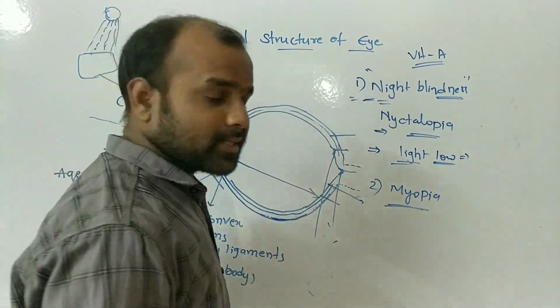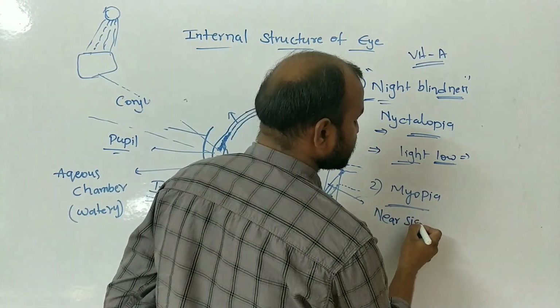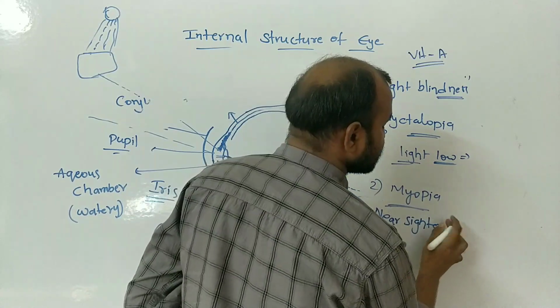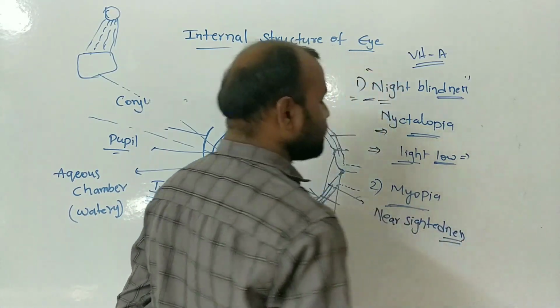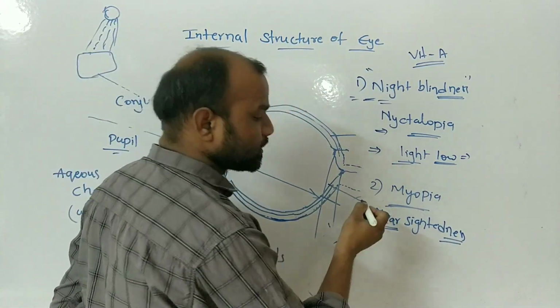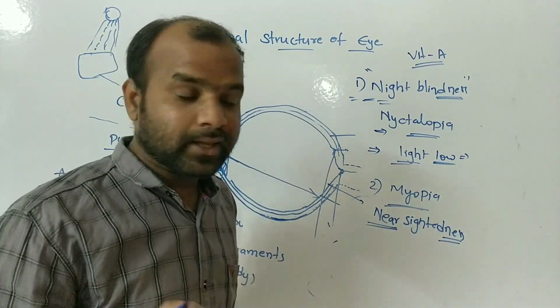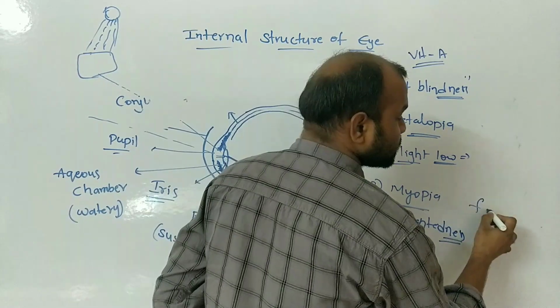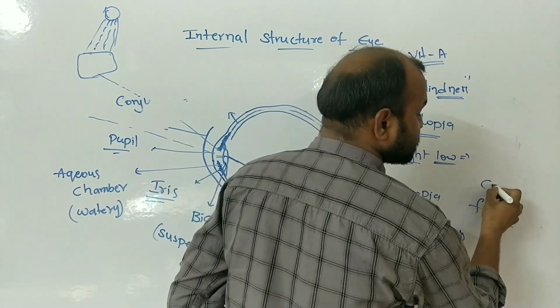Myopia. It is also called nearsightedness. In myopia, people can see only the nearer objects. They cannot see the farther objects.